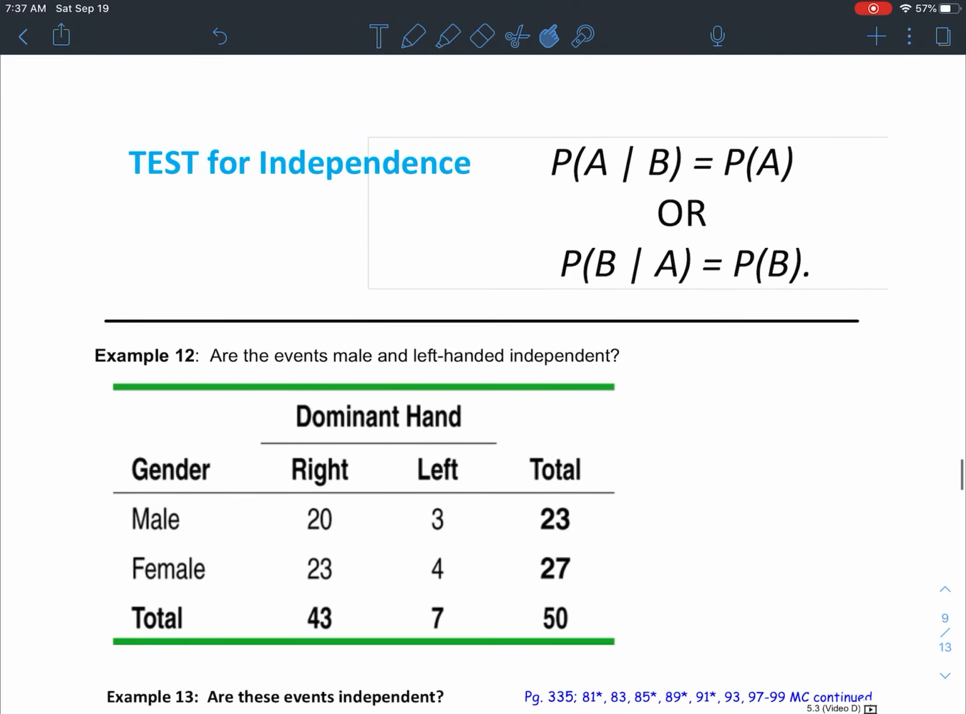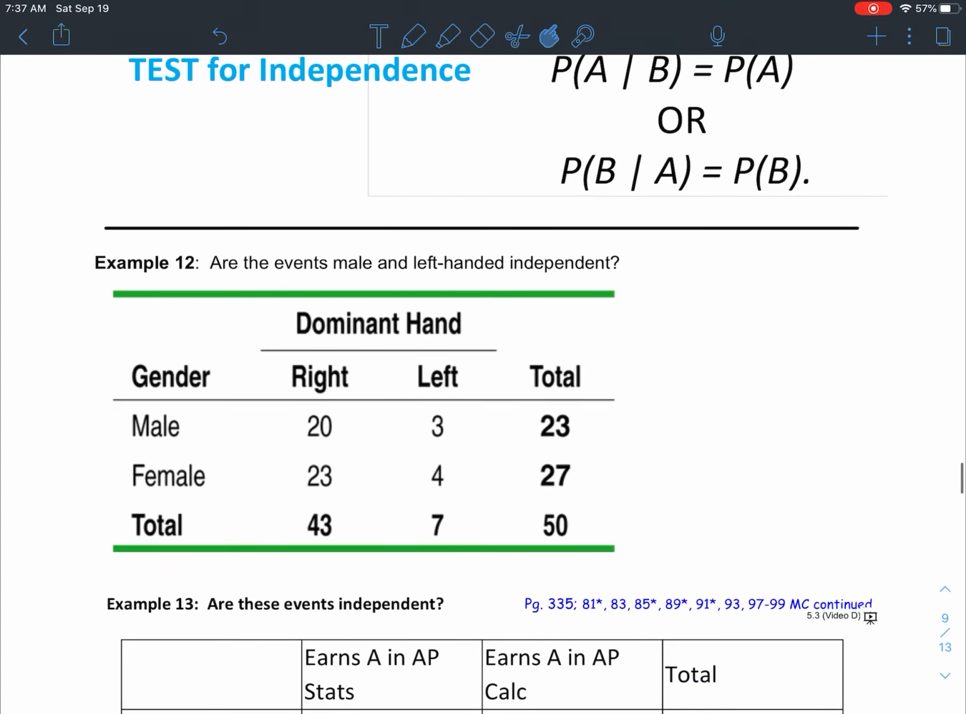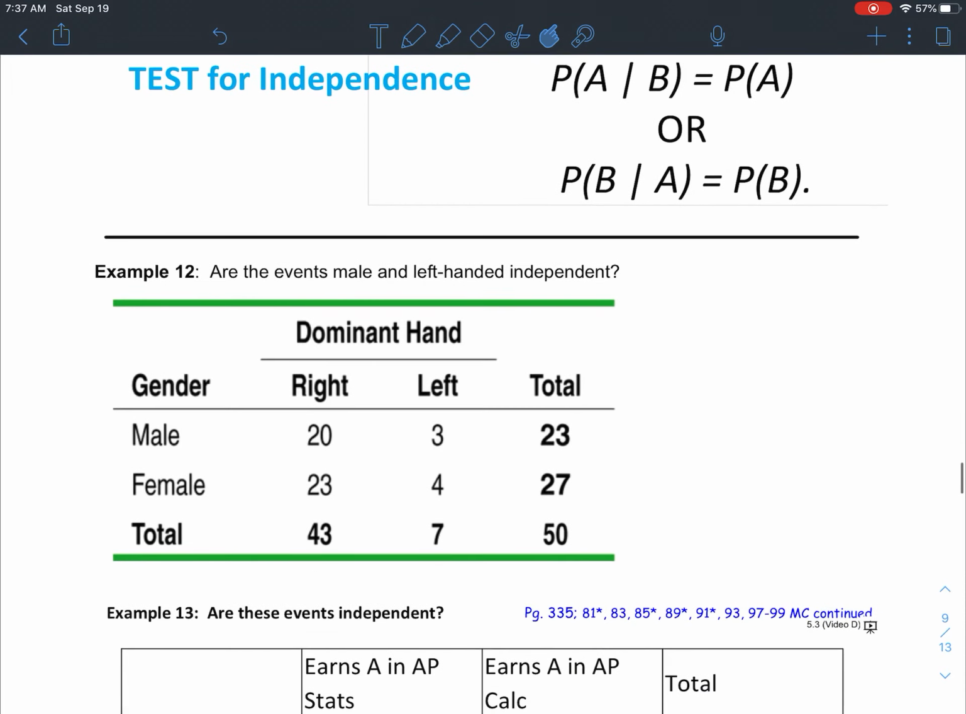On this page, we're going to end with just this last example. This is your test for independence. I did this right here. This is what I showed to prove that those were not independent. Again, you only have to show one of these two situations. It doesn't matter which one. So let's see if we can apply that to test whether two events given right here are in fact independent. We're given whether someone is right or left-handed, and whether they are male or female. It says, are the events male and left-handed independent?